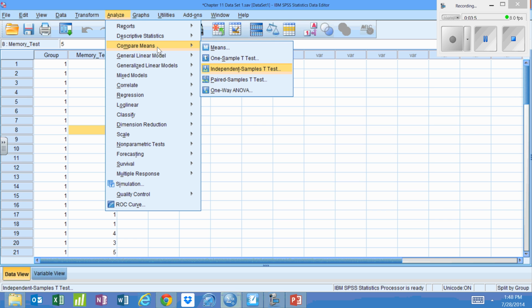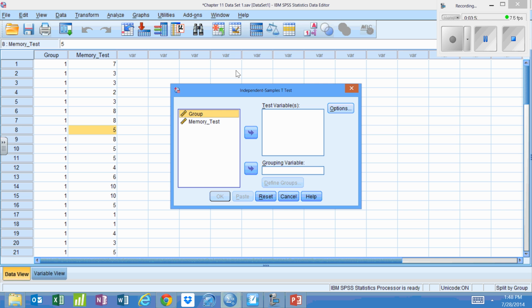So you will get a dialog box, something like this. We want to move group into the grouping variables box because that is what we are going to actually group our variable by.